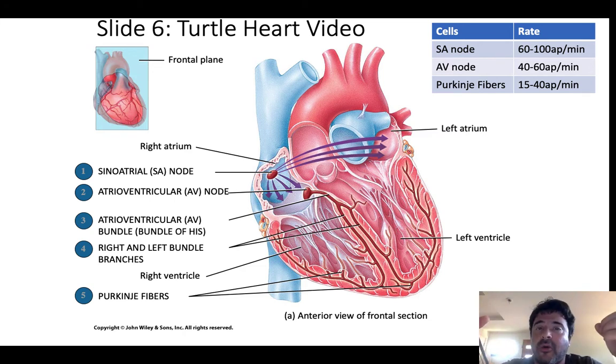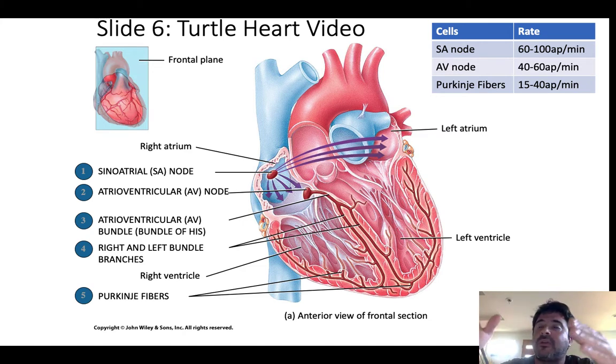So the SA node is the pacemaker. It rhythmically fires action potentials at about 60 to 100 action potentials per minute. When you're talking about conduction, that's what I'm talking about on your follow-along. Because it rhythmically depolarizes and repolarizes faster than any of the other cells, it establishes the pace at which all the other cardiac tissue ultimately depolarizes. So we call it the pacemaker of the heart.